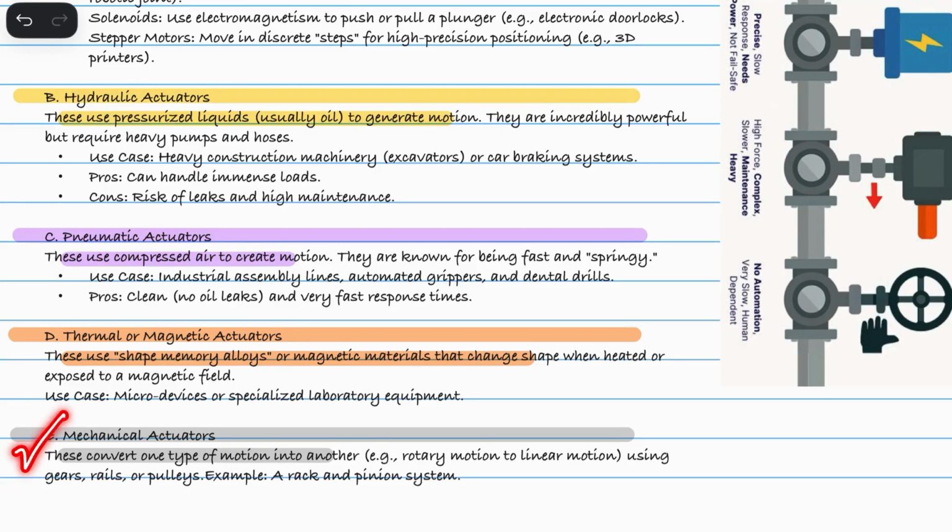Then we also have mechanical actuators. These don't transform the type of energy, they simply transform the style of movement. A classic example is a rack and pinion system. It takes the spinning rotary motion of an electric motor and converts it into linear motion to slide a heavy automated driveway gate. That is where mechanical actuators play a vital role.